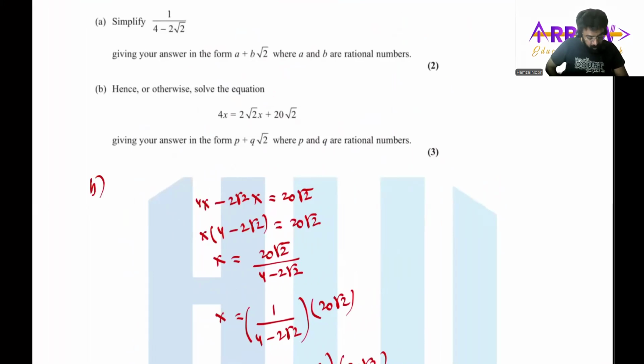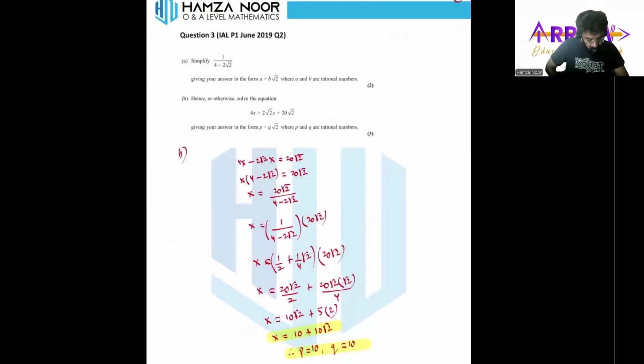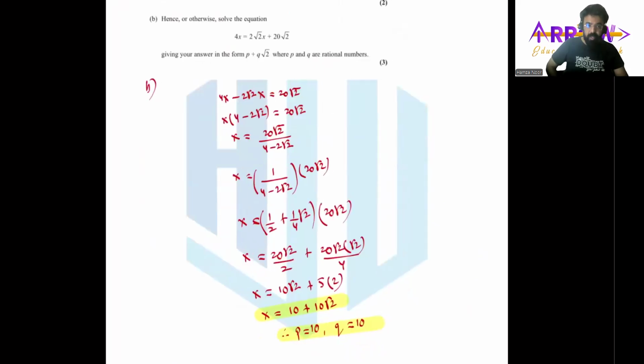All right. And on the previous page, we solved part A. So this was the complete solution of this question. All right. So I hope you have copied down this much. So now let's move on.